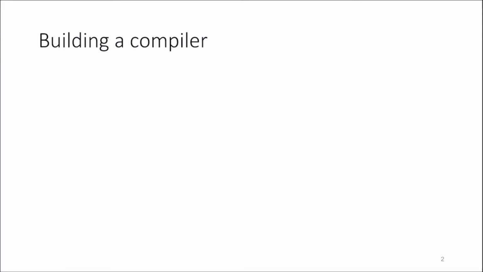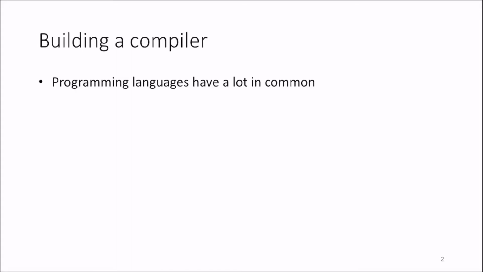The answer is we exploit a lot of work that has gone into compiler design and clever algorithms that have been constructed in order to make this a feasible task. The first insight is that programming languages, even new uninvented programming languages, still have a lot in common with other programming languages. So there's commonality among different programming languages.